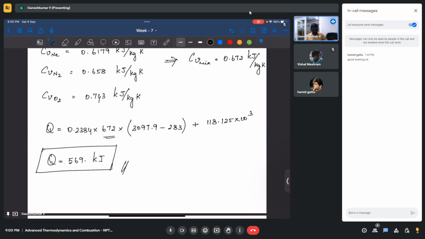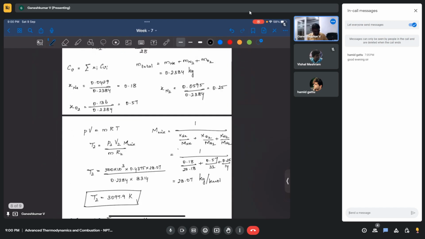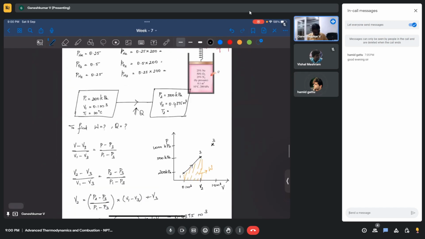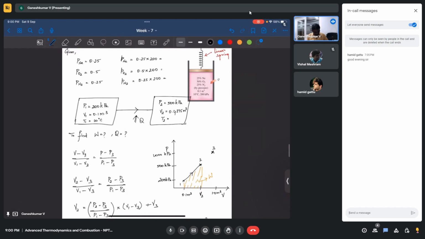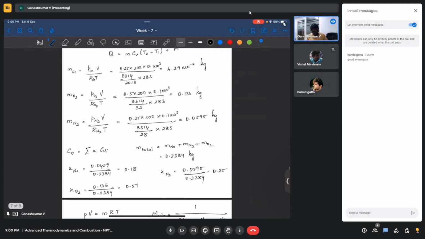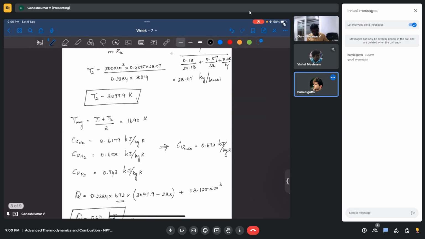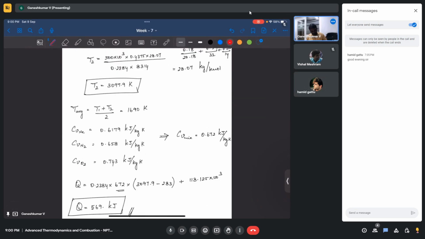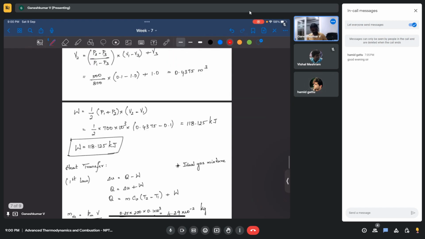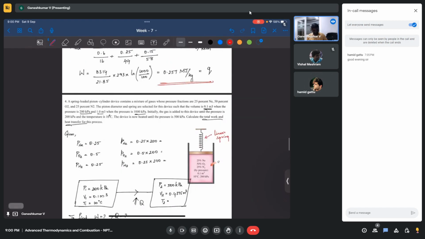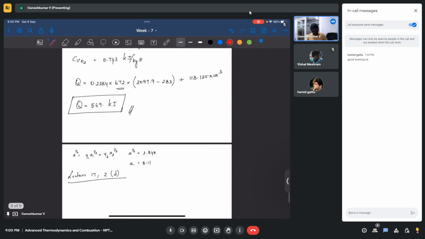How much joules is required in order to change pressure and volume from 200 to 500 kilopascal? It's like 2 bar to 5 bar. This much. I don't know why the temperature is too high. This is the answer, right? That's all.